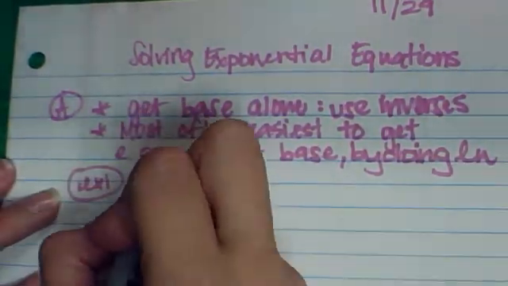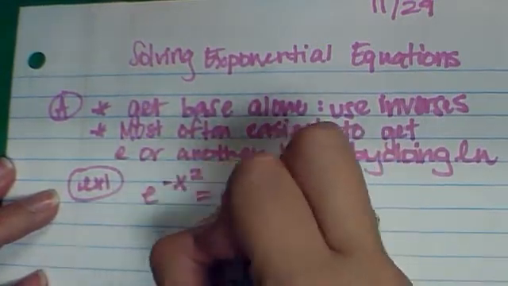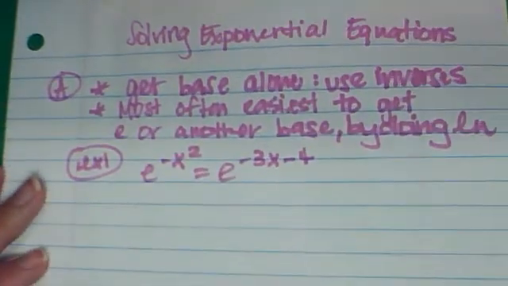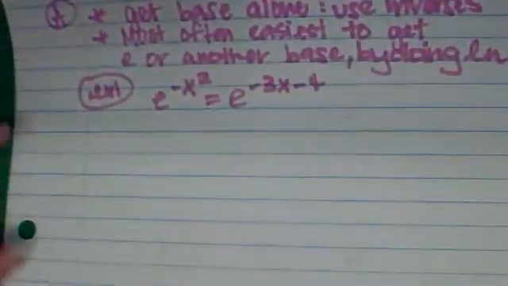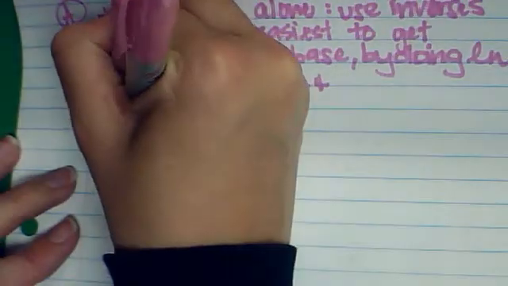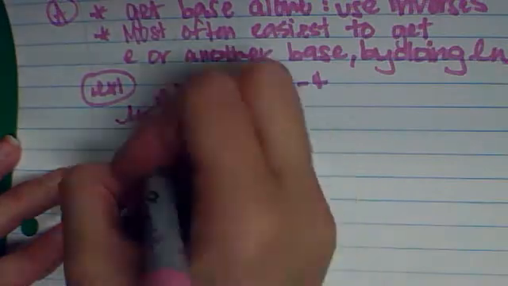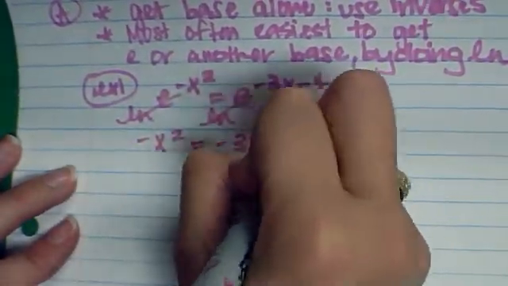Number 1. If I have e to the negative x squared equals e to the negative 3x minus 4. Now I have two bases, they're both e. The base is alone in both cases, so that's good. Since the bases are alone, I can take the ln of them to get rid of them. What I do to one side, I do to the other. So I'm going to take the natural log of both sides. Ln and e cancel each other. So I have negative x squared equals negative 3x minus 4.